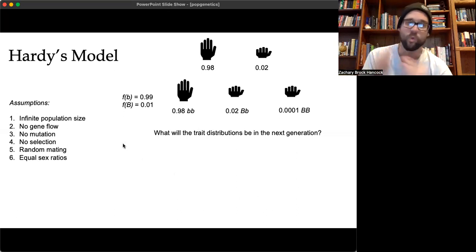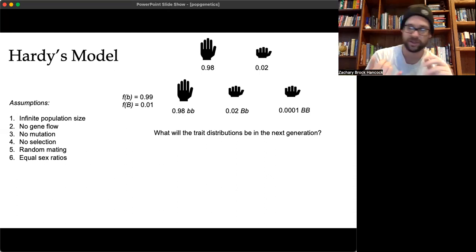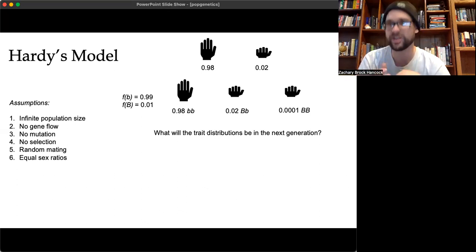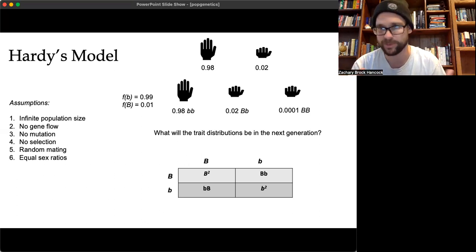So what will the trait distributions be in the next generation? This is the critical thing that Pearson and Yule are right on the cusp of, but that it took Hardy and Weinberg to actually put into a mathematical formula. So what we're going to do is what Hardy calls a simple test or a simple multiplication table.